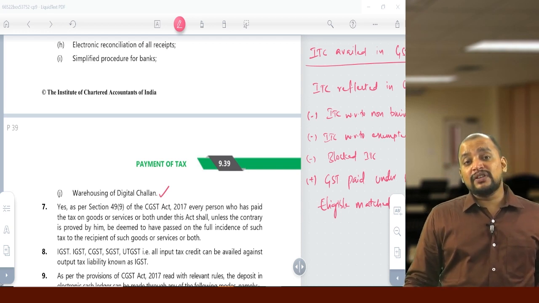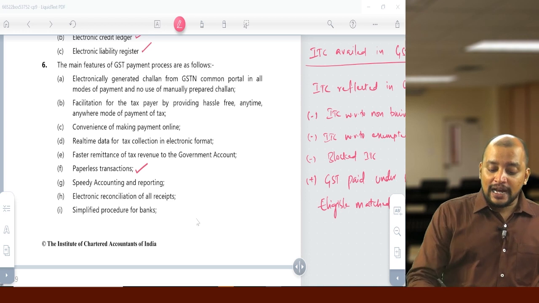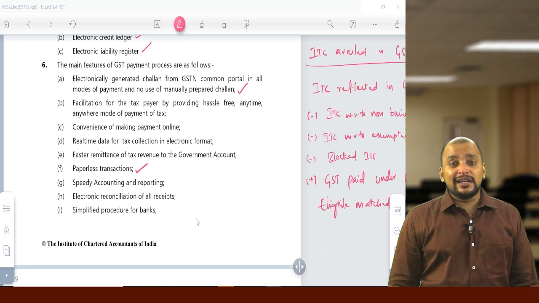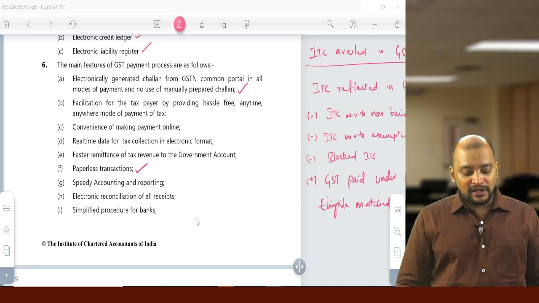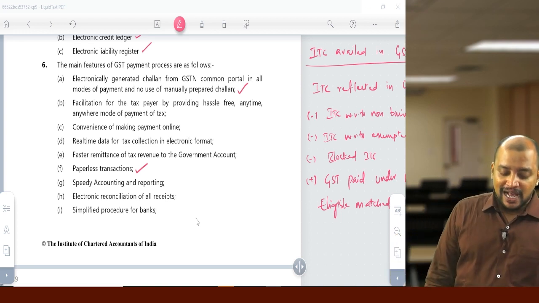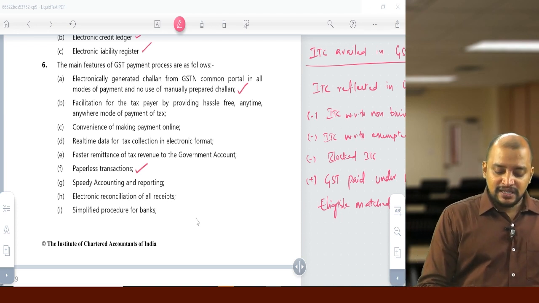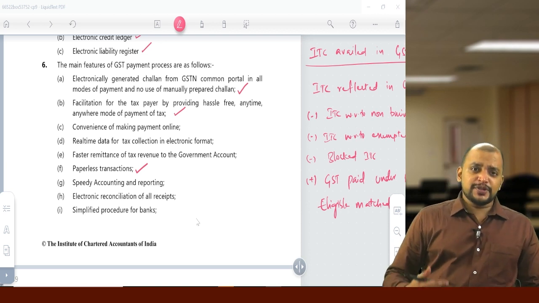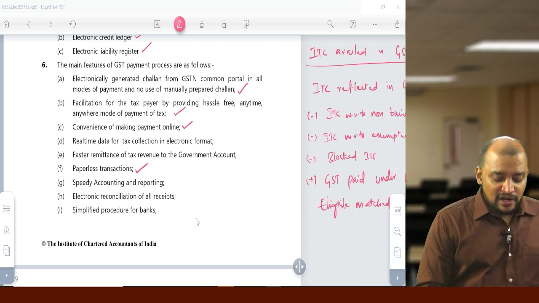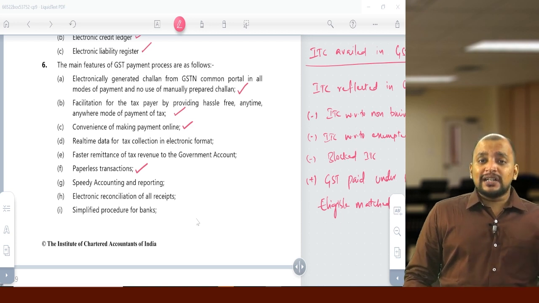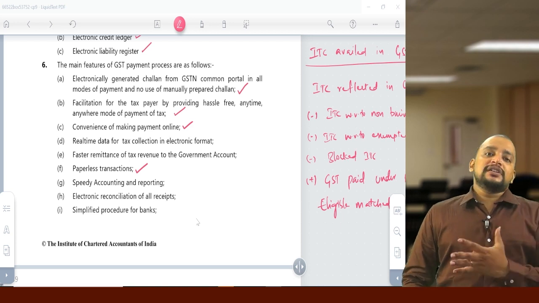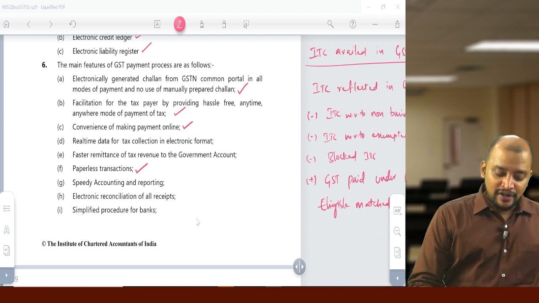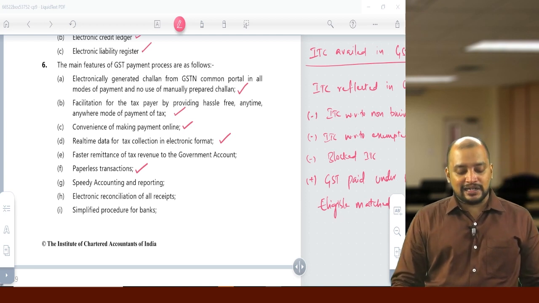And how will that be captured? Because all the challans are electronically generated in the common portal. Previously, only during the banking hours we could make the payment of tax. But now we can make the payment of tax anytime. So that is anytime, anywhere mode of payment of tax. How is it possible? Because now the tax will be payable online. And your accounts access is not required, because all the data will be available. Therefore, real-time data for tax collection in electronic format.